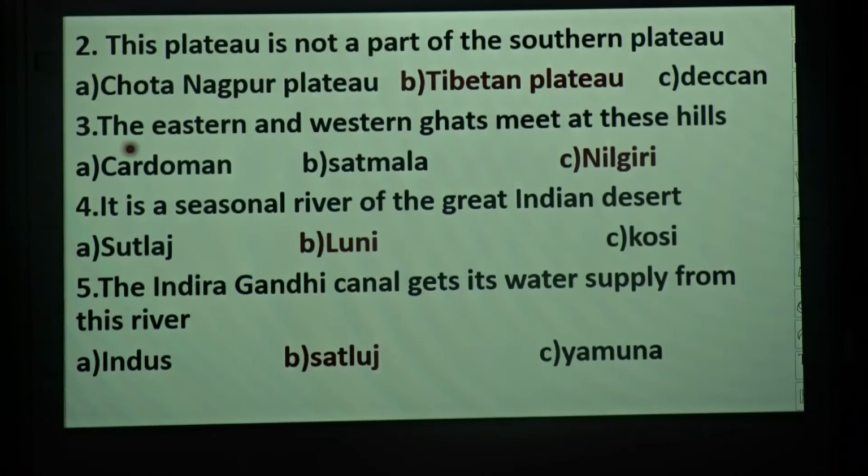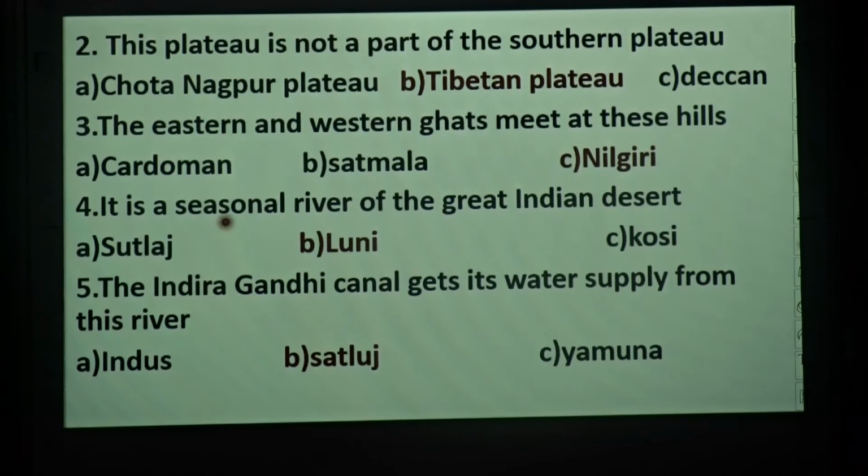The next one: the Eastern and Western Ghats meet at these hills. In which hills? The answer is Nilgiri. The name of the hill is Nilgiri. And it is a seasonal river of the Great Indian Desert.